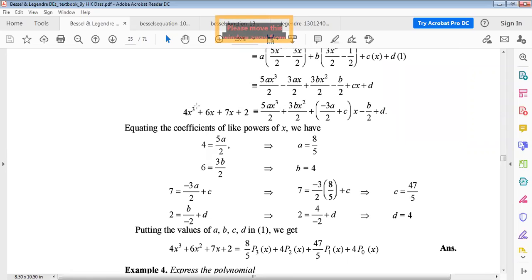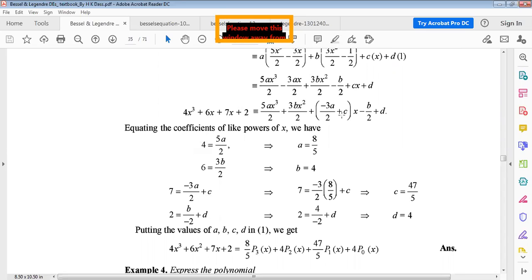X cube coefficient what? 1. Same. X cube coefficient here is 5a by 2, and x cube coefficient is 4. So a equals to what? This. And the second term, x square coefficient equals 6. Okay, b equals this.